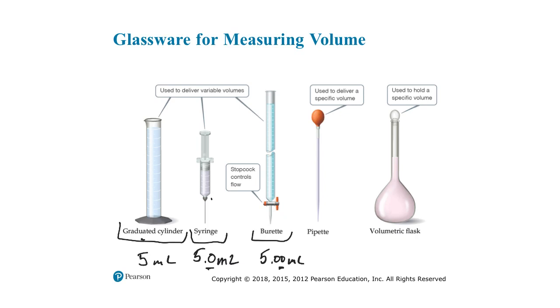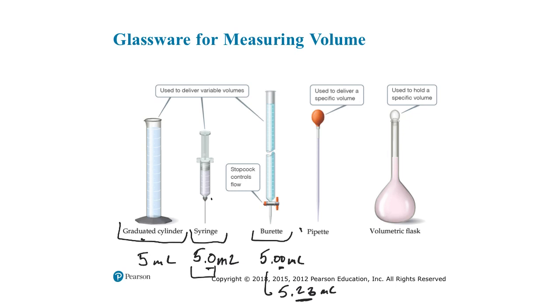A burette would be useful to deliver even, say, 5.26 milliliters. So if you need to deliver a very accurate and precise quantity, you're going to find a burette and also the syringe to be pretty useful. The syringe is just probably not going to deliver that same amount of precision as the burette.